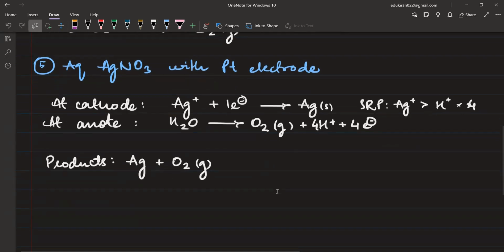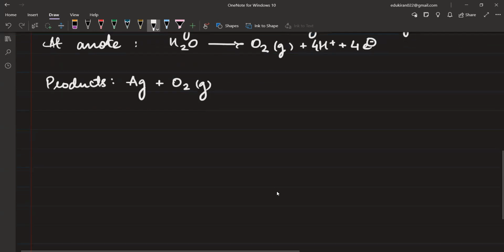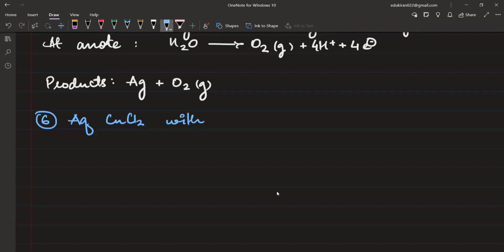Okay, now let's move on. Sixth one. We have here aqueous CuCl2. It's again the same thing, Pt electrode. Now, here again, copper is going to be getting reduced at cathode.